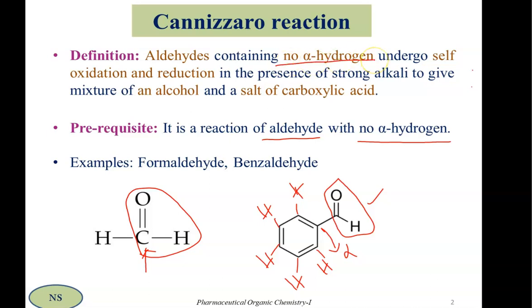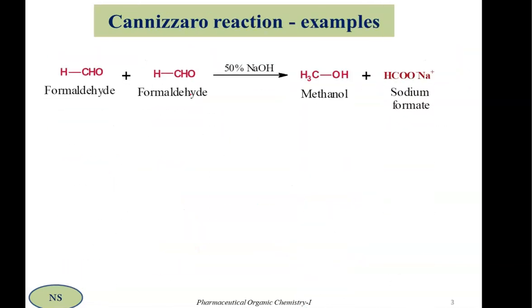Such aldehydes containing no alpha hydrogen undergo oxidation and reduction. Upon oxidation of aldehydes, we generally get carboxylic acid salts as the products, and upon reduction we get the corresponding alcohols. That is the reason that upon Cannizzaro reaction of aldehydes containing no alpha hydrogen, we get a mixture of alcohol and salt of carboxylic acid.